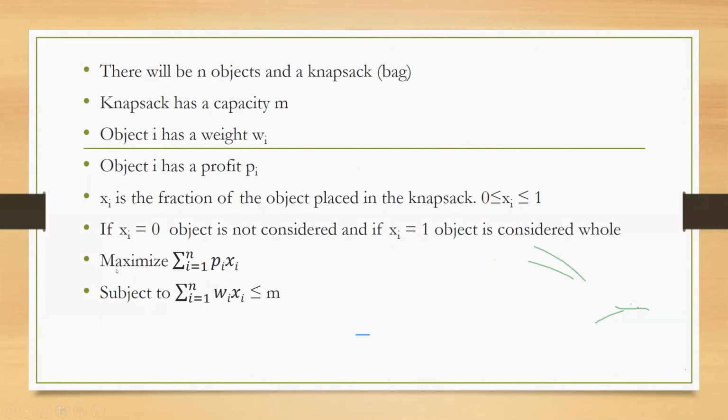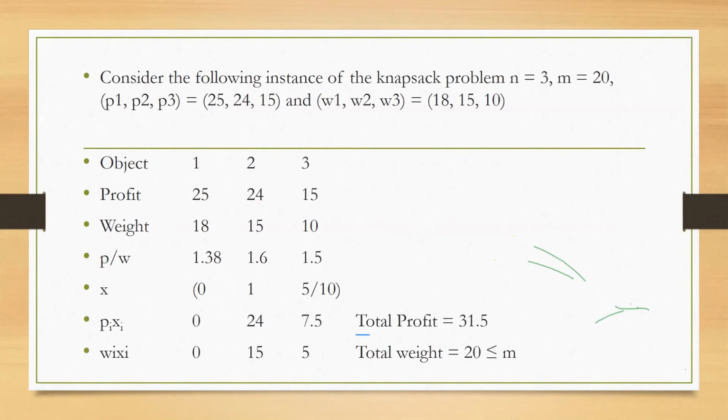So our main objective is to increase the profit, and that profit formula is the sum of Pi into Xi, where Pi is the profit and Xi is the value between 0 and 1. So whether it is included or not included, and if included, what portion of it is included. That is Xi. Subject to the sum of Wi into Xi, it means the weight of each object into the inclusion or exclusion of the objects should be lesser than or equal to the capacity of the knapsack M. Now we'll take an example and see.